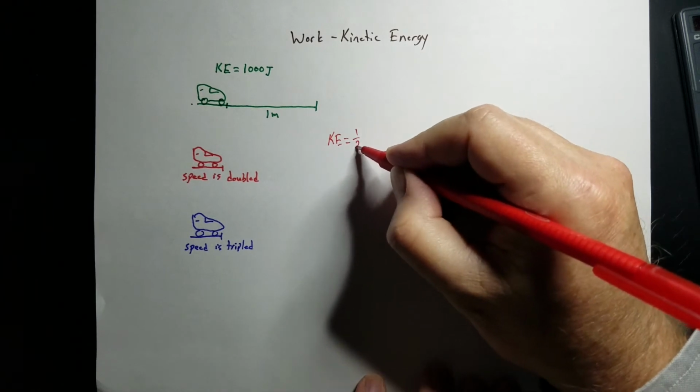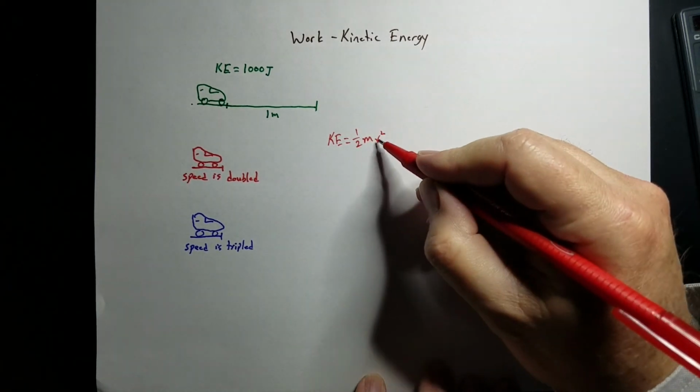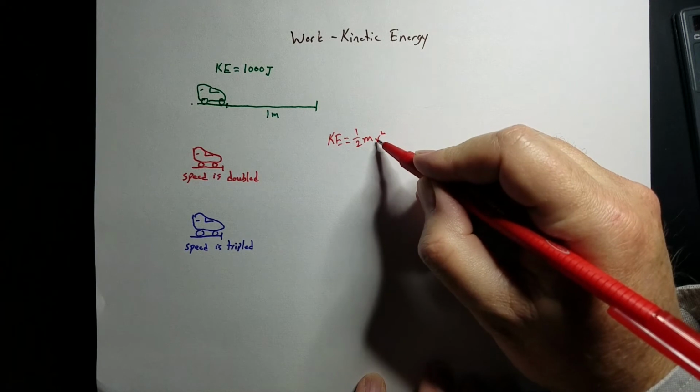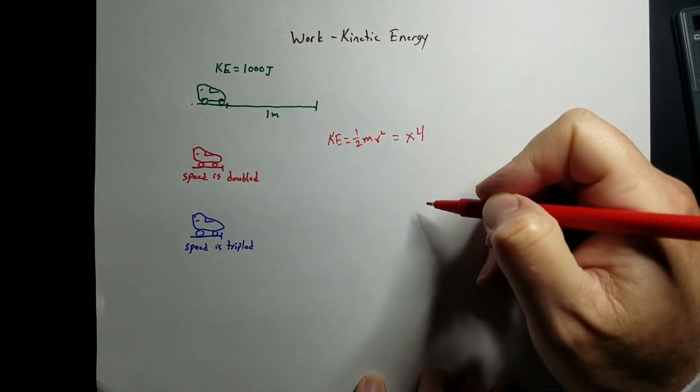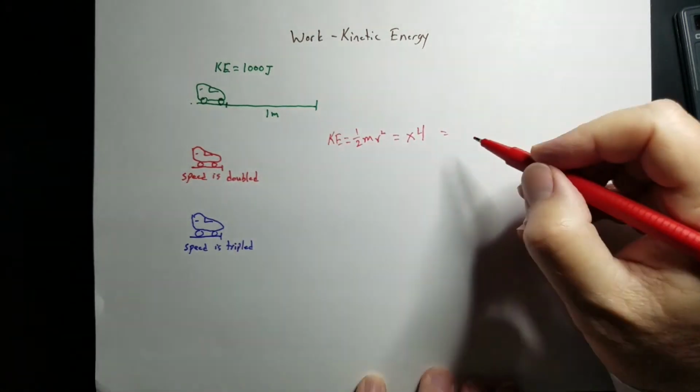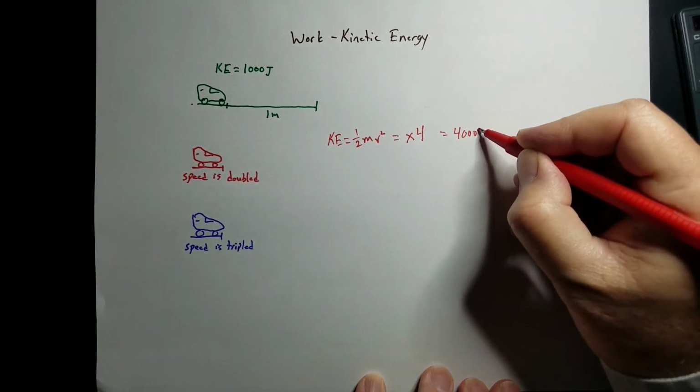Well, kinetic energy is 1/2 mv squared. So if the mass stays the same, the velocity squared, 2 squared is 4, so the kinetic energy is going to be 4 times as much. Or in this case, 4 times 1,000 is 4,000 joules.